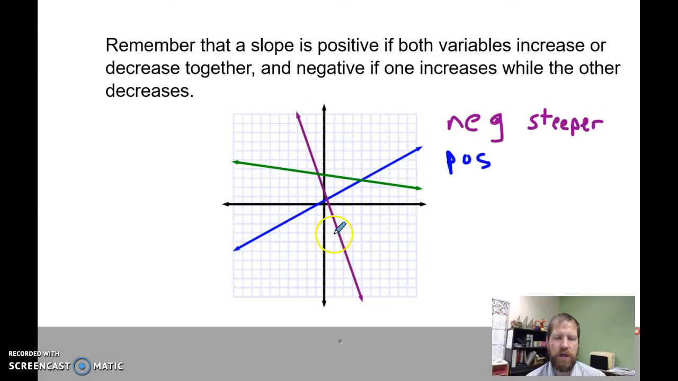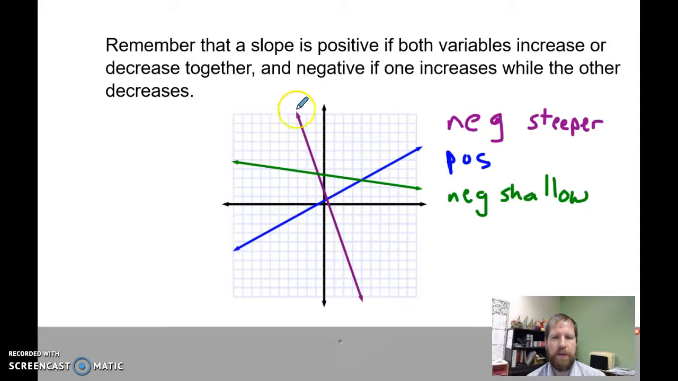So the closer your line gets to being vertical, the steeper the slope. And then like this green line has a very shallow slope. Okay? It's negative, but it's very shallow. It's getting closer and closer to a slope of 0.